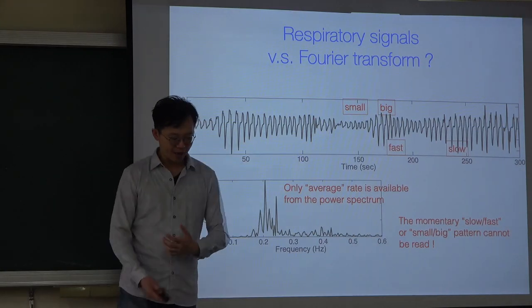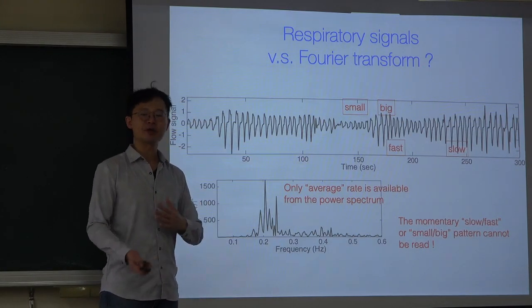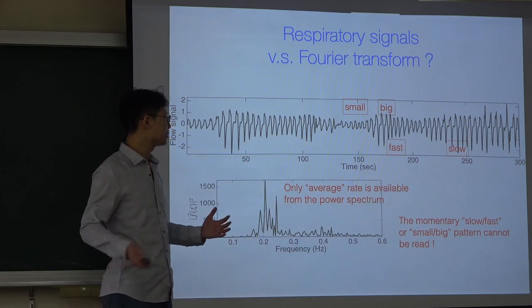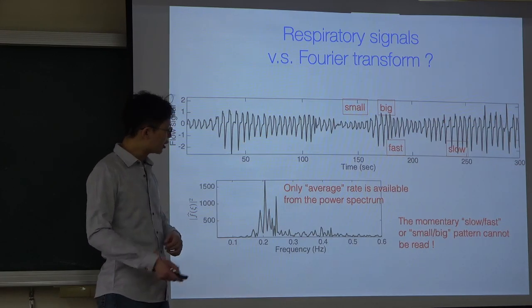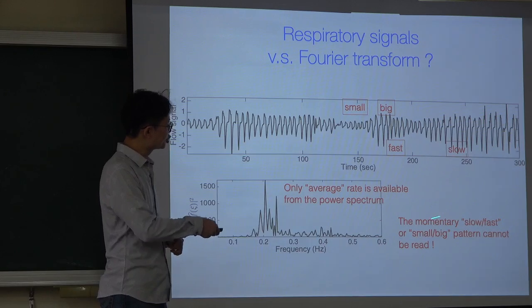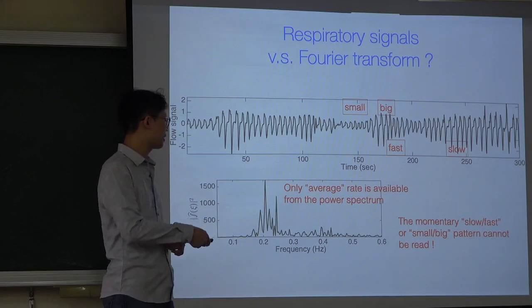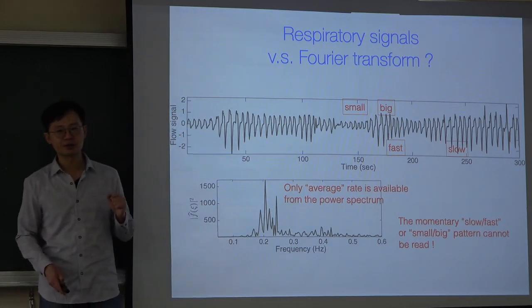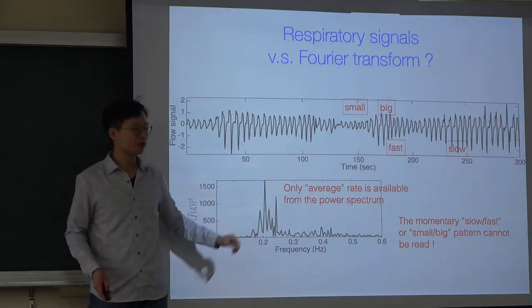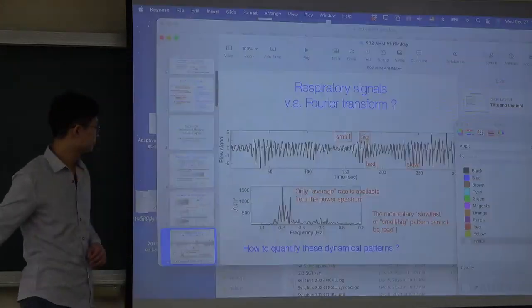What we want, again, is how the amplitude changes from time to time and the frequency changes from time to time, or this kind of momentary slow, fast, or small, big pattern. That is what we want, but we cannot read it from the power spectrum. So we need some new tool.